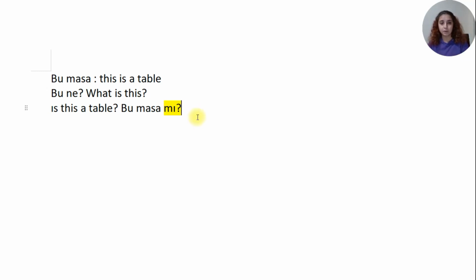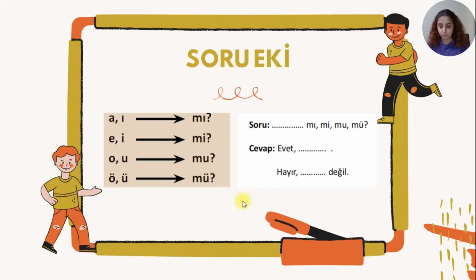Is this a table? Bu kalem, this is a pencil. And let's ask, is this a pencil? Bu kalem mi? That's it. Bu bardak, this is a glass. Bu bardak mı? Is this a glass? Okay. And let's turn back to the table.